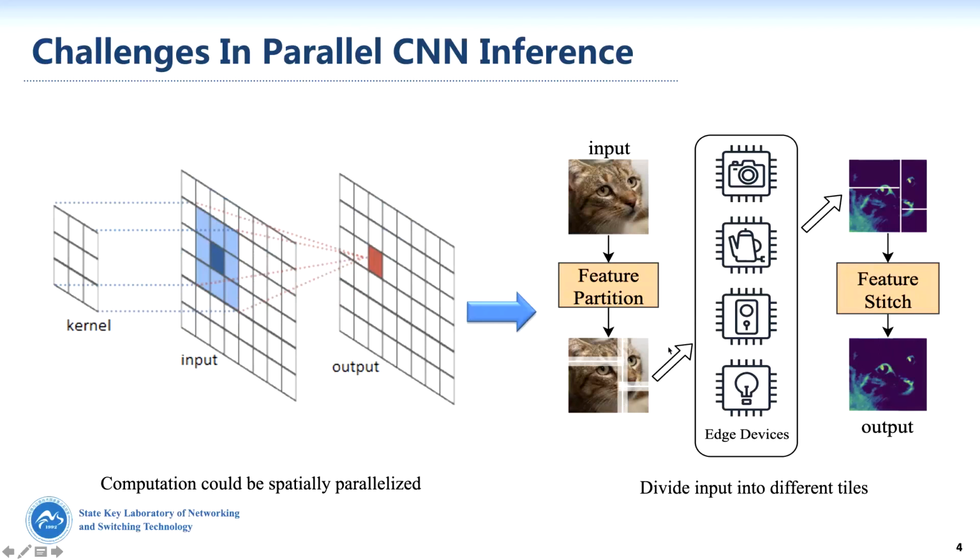Note the light white line in the input cat image. It denotes the redundant partition, which will be detailed in the next slide.